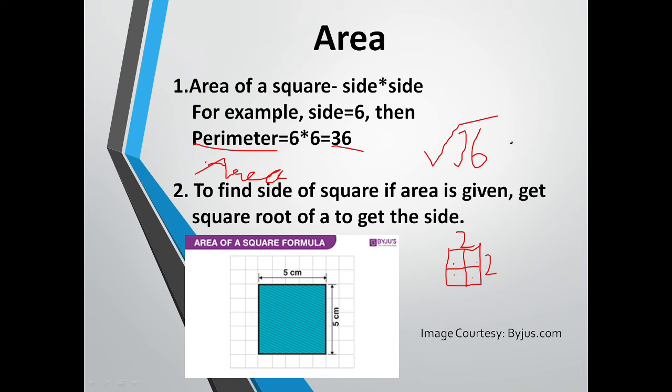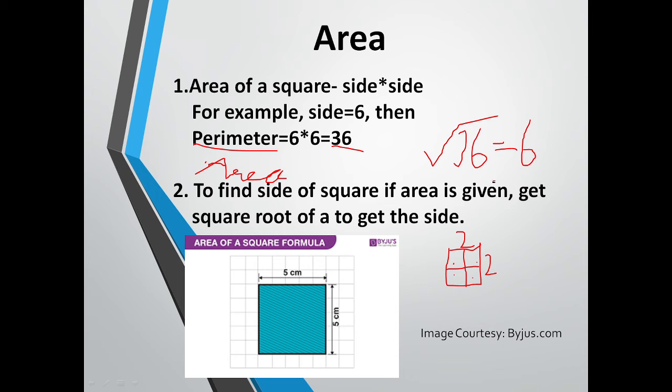I haven't told you how to find the square root and square of numbers. Square is like this: this is 6, and 6 into 6 is 6 squared. I haven't told you about that yet; I will tell you in another video. For now, to find the side of a square, we'll just find the square root of the area. The square root of 36 equals 6.